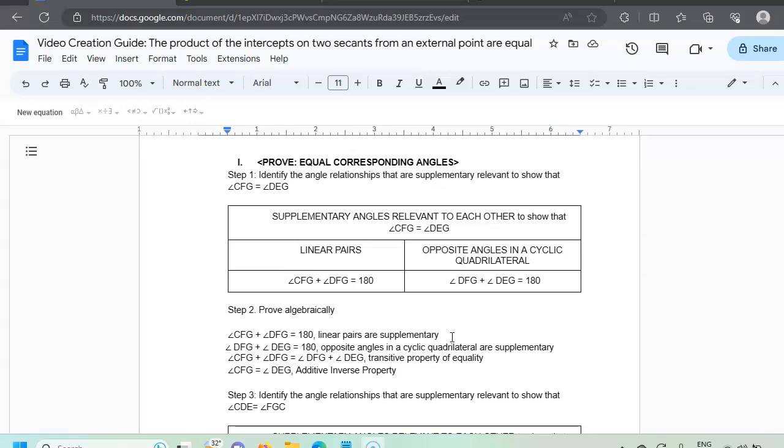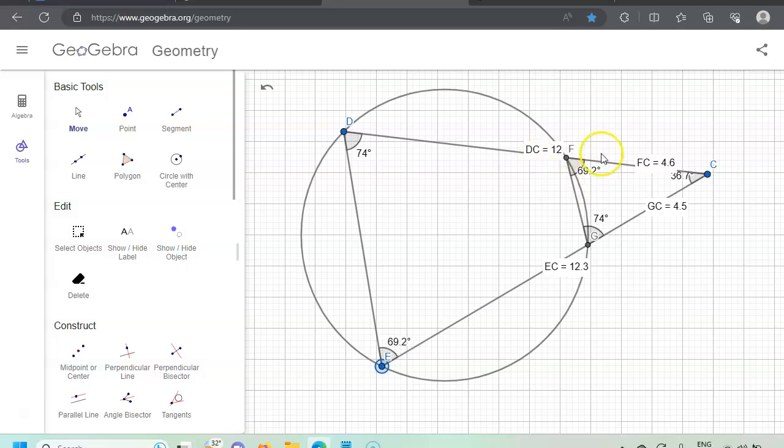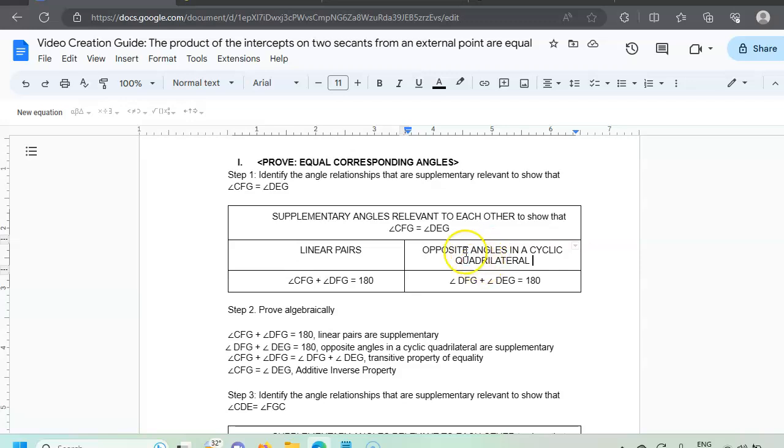Okay, so we are now at the proving part. Step 1, identify the angle relationships that are supplementary. So the keyword here, you're gonna find supplementary angles. So what angle pair relationships are supplementary? Of course, we have linear pairs and we have the opposite angles in a cyclic quadrilateral. So we're gonna show first that angles CFG and DEC are equal.